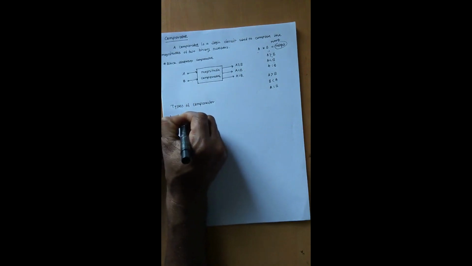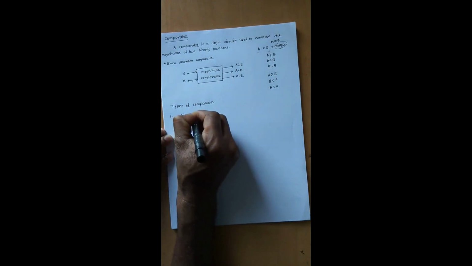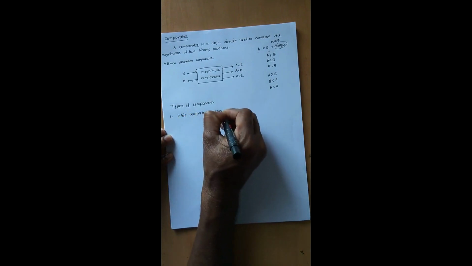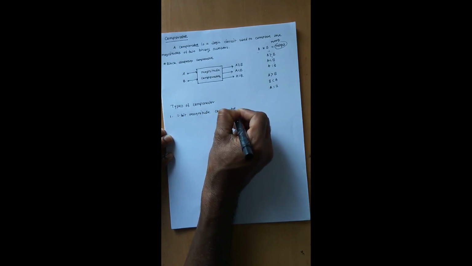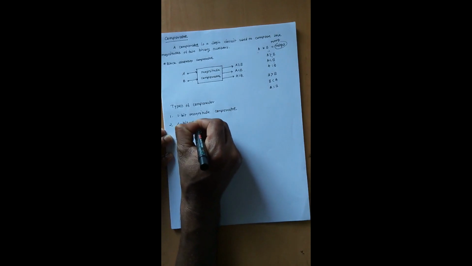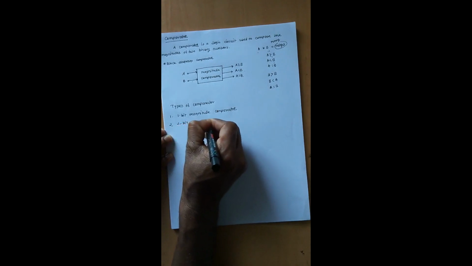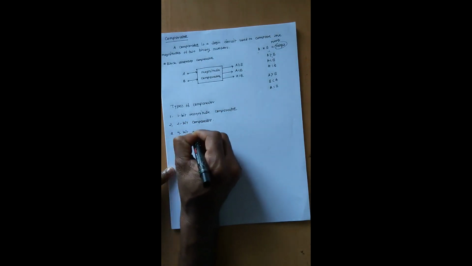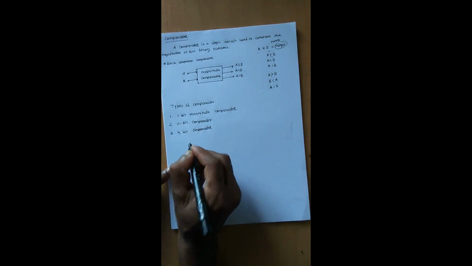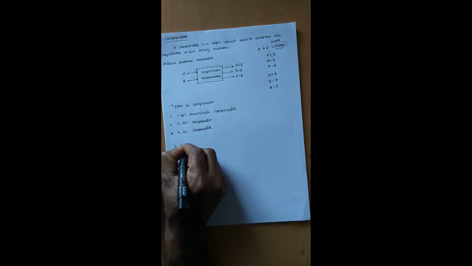There is first a single bit comparator, then the second one is 2-bit comparator, and the third one is 4-bit comparator. Let's discuss the first type, that is the single bit comparator.